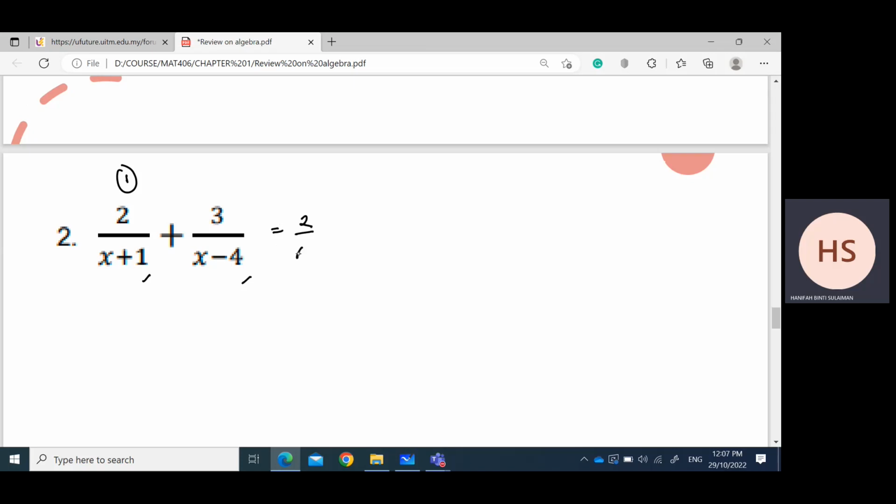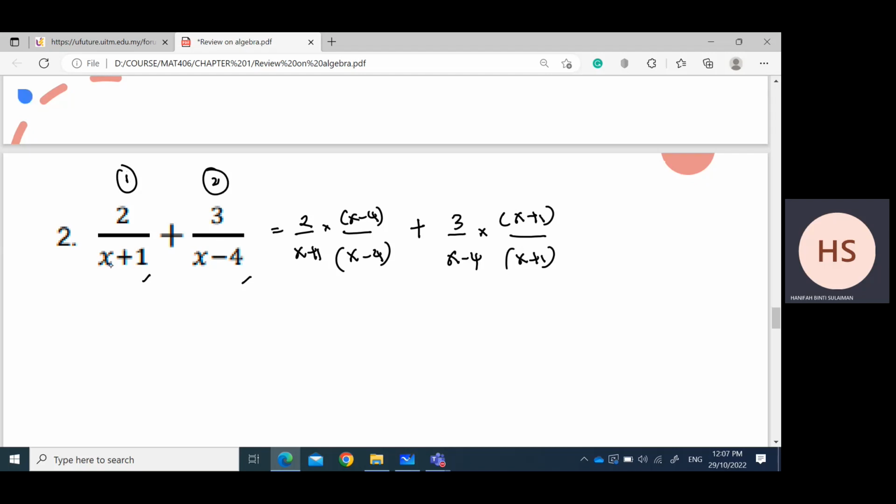So here we have 2 over x plus 1. So multiply with x minus 4 over x minus 4. Okay, so yang atas tu kita kena darabkan dengan x minus 4 dan bawah tu kita kena darabkan dengan x minus 4 juga. And then plus with the second term, which is 3 over x minus 4 multiply with x plus 1 over x plus 1. So kita kena darabkan dengan denominator yang di dalam first term, iaitu x plus 1. Okay, and then we expand and simplify.